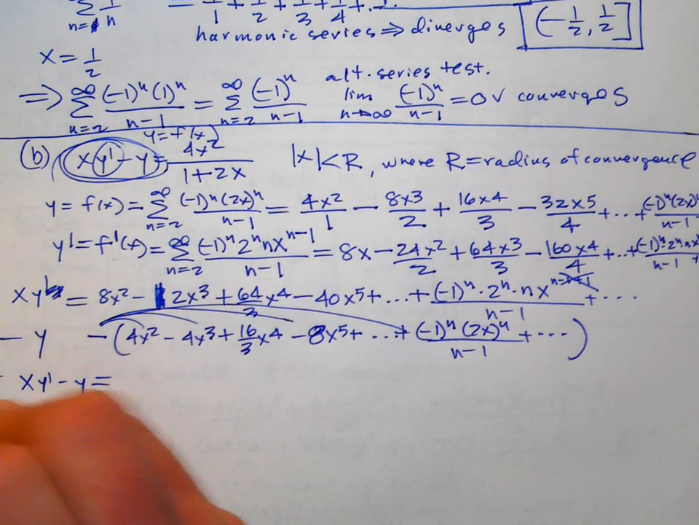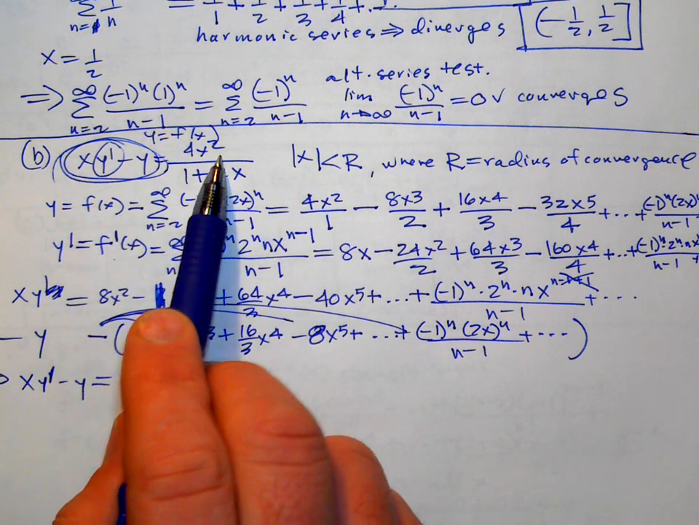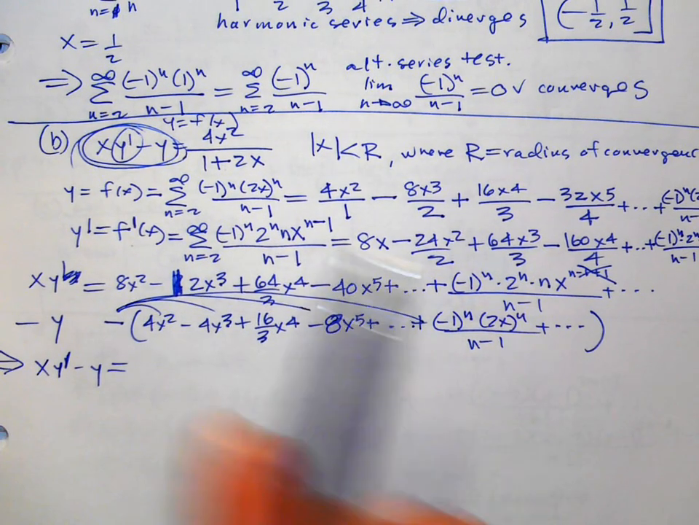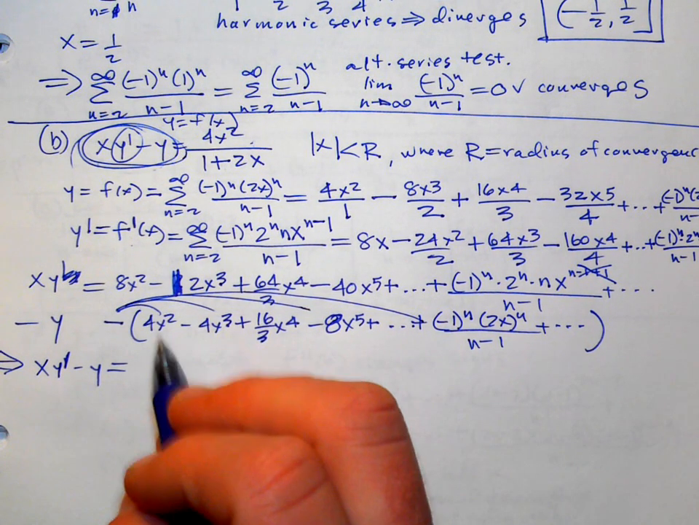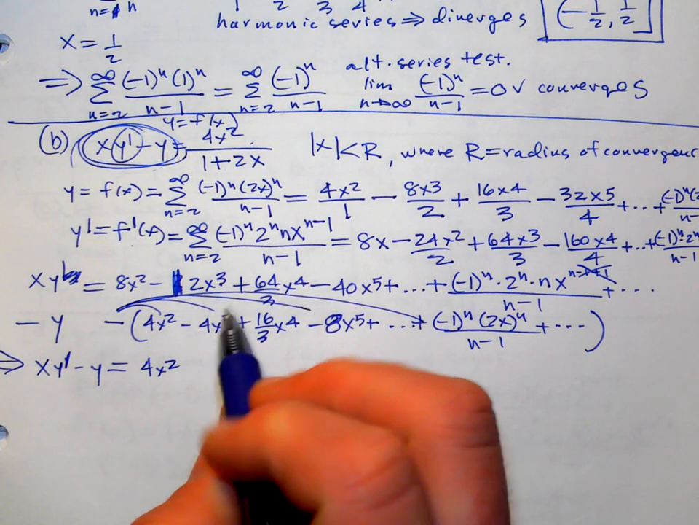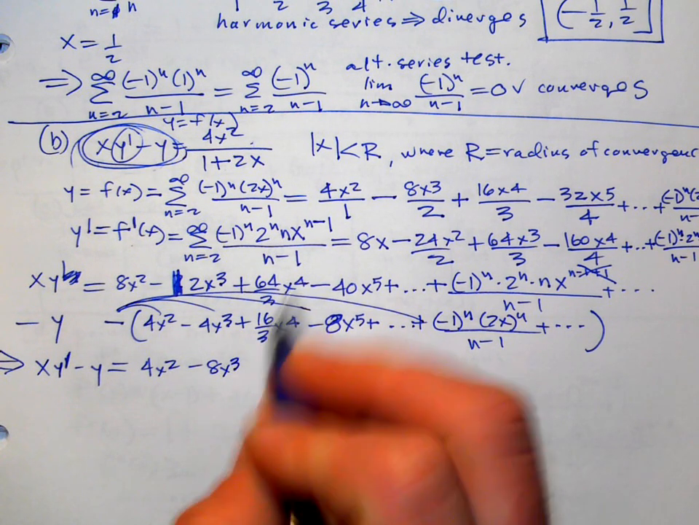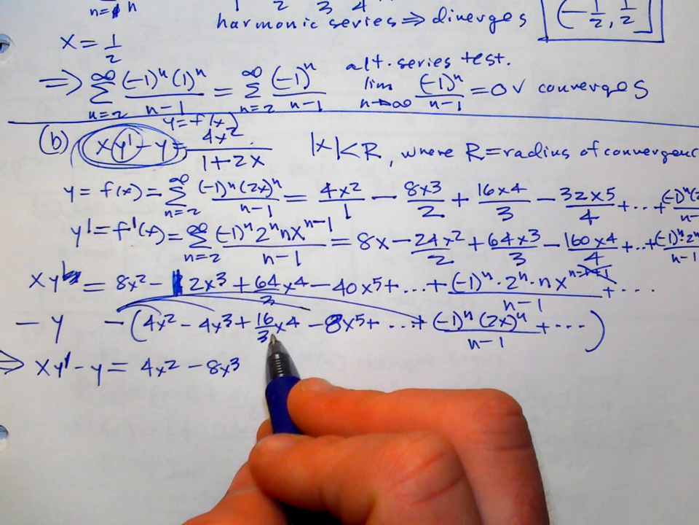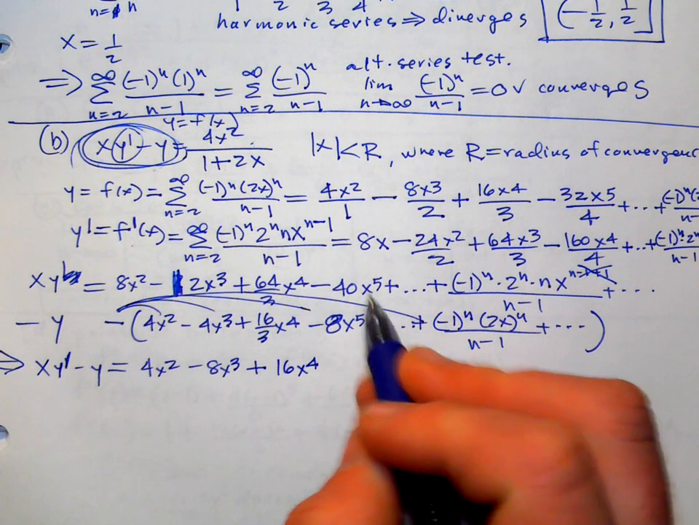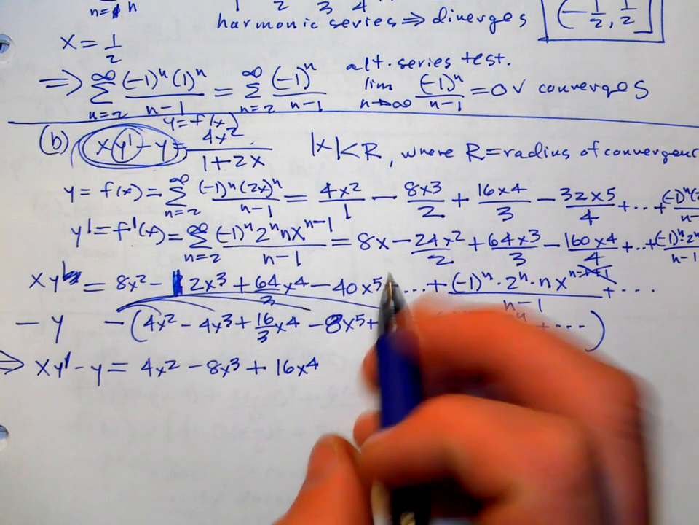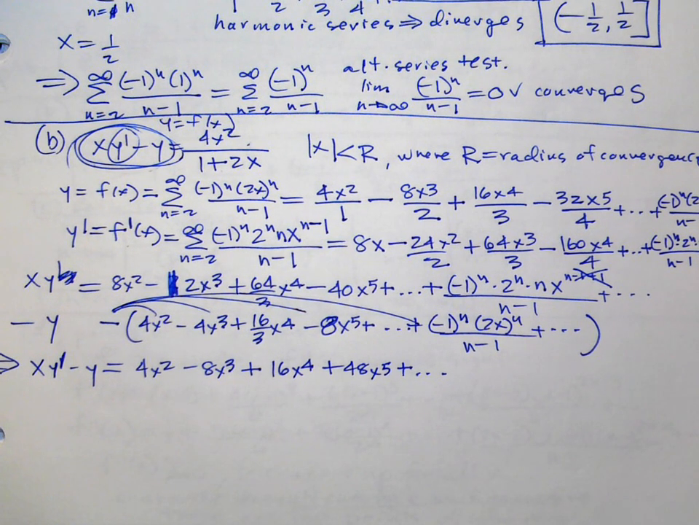xy prime minus y is going to be, if we use y equals f(x) as a solution, then it should make this true. I guess that's what I'm hoping to prove. So I'm working on the left-hand side, see if it comes out the same as the right-hand side. So what do we get? We get 8x squared minus 4x squared is 4x squared, minus 12x cubed plus 4x cubed is minus 8x cubed. Positive 64 thirds x to the fourth minus 16 thirds x to the fourth is plus 48 thirds, which is 16x to the fourth, minus 40x to the fifth plus 8x to the fifth is plus 48x to the fifth, plus dot dot dot.